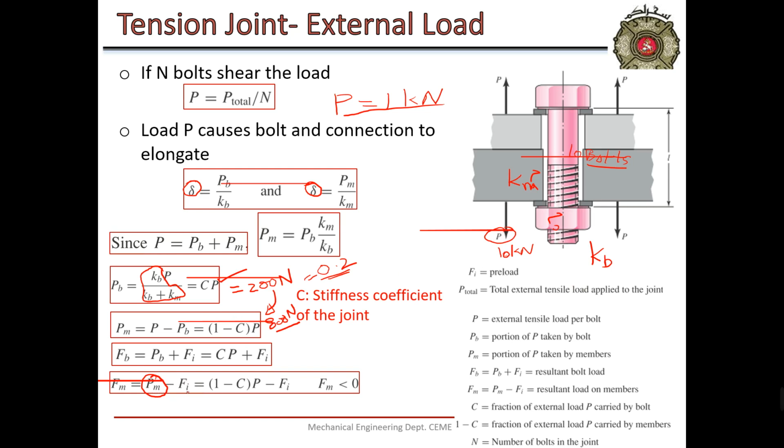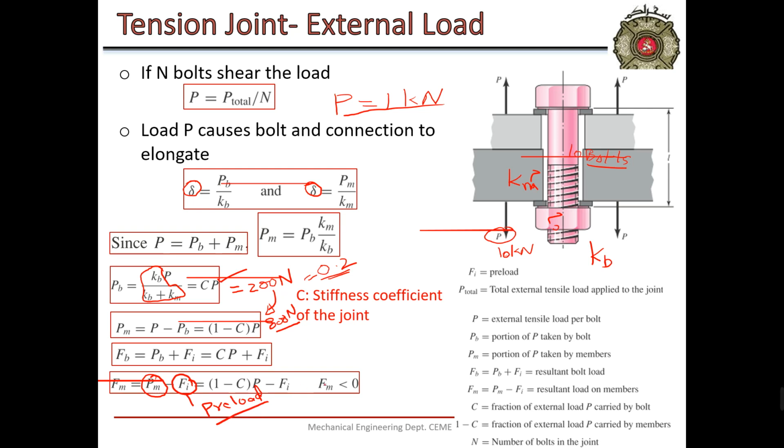And then apart from that, we have Fi. What is Fi? This Fi is called preload. What is this preload? The amount of load generated by tightening the bolt. By tightening the bolt, the members are compressed and there is an initial load in the members. This is called preload Fi.